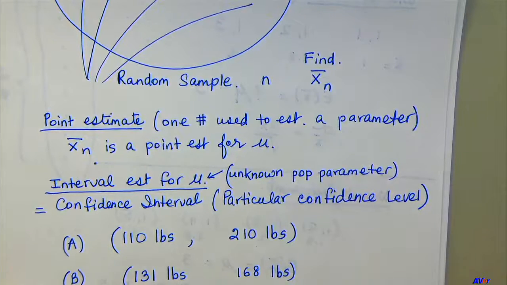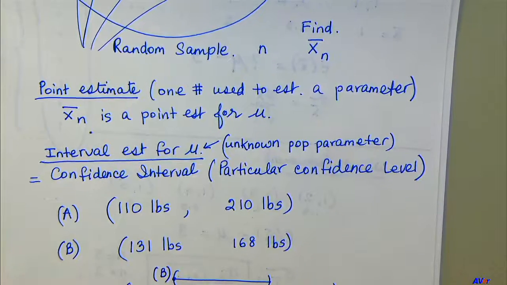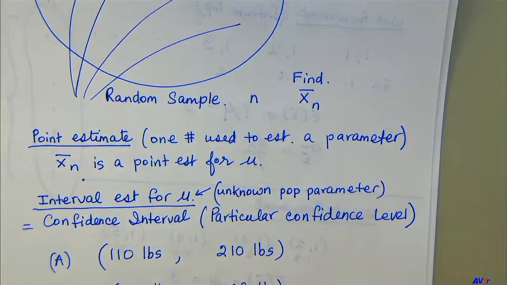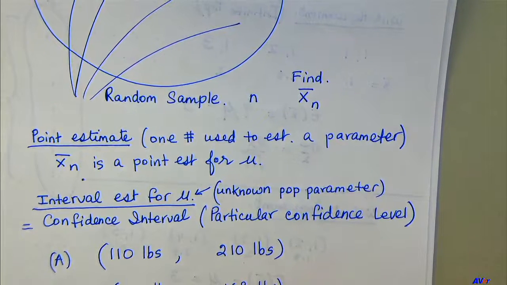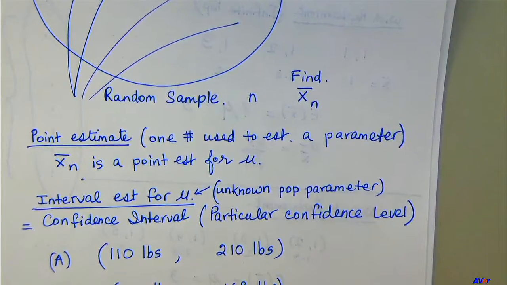Yeah. So this is A and this is B. B helps me zero in on the unknown mu because B's confidence interval is shorter. So it helps me hone in on the mu better because this confidence interval is smaller. So I choose B.